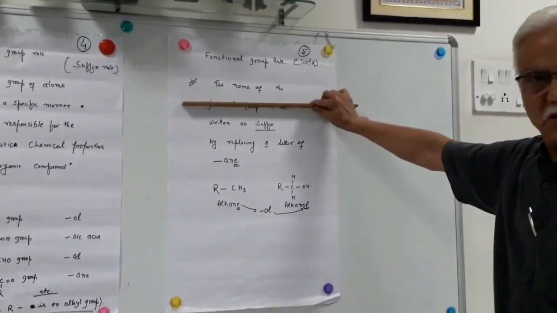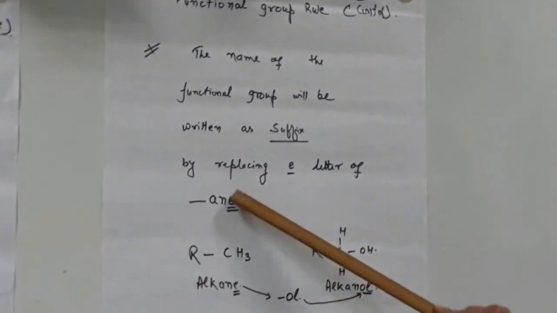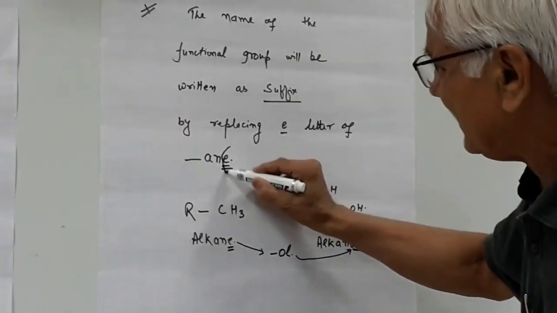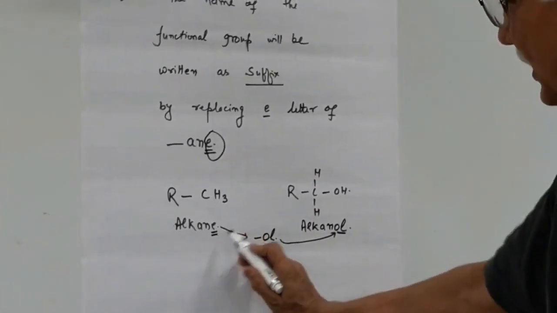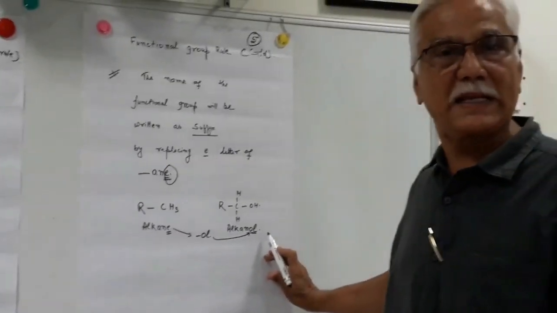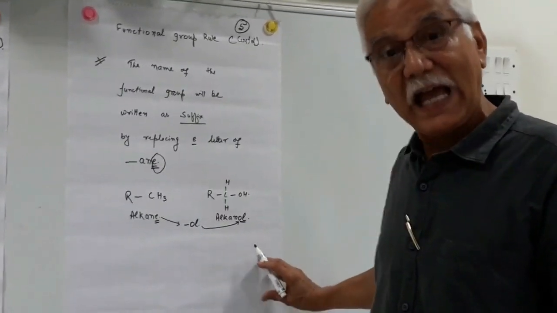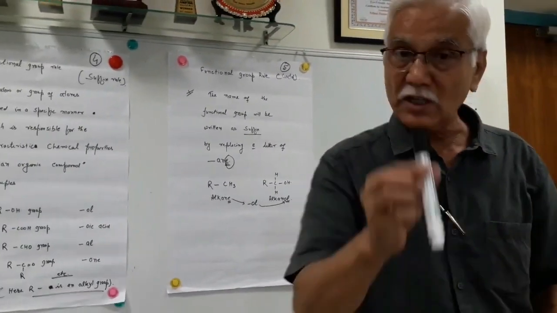Now the name of the functional group, as I told you, will be written in the suffix. How to write? Saturated hydrocarbon is ANE. This E of ANE will be replaced. The E, which I have underlined, will be replaced, as I have shown. This functional group will kick this E out and it becomes alkanol. Instead of alkane, it is now called alkanol in general. So this is how these rules are framed till class 12 and till class 10.